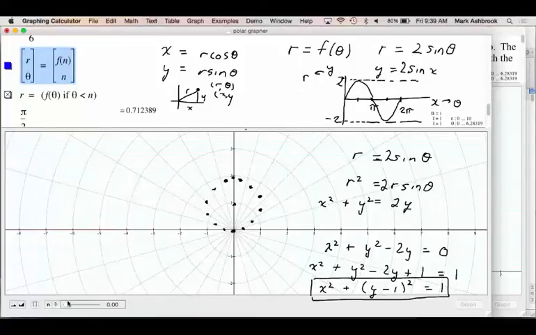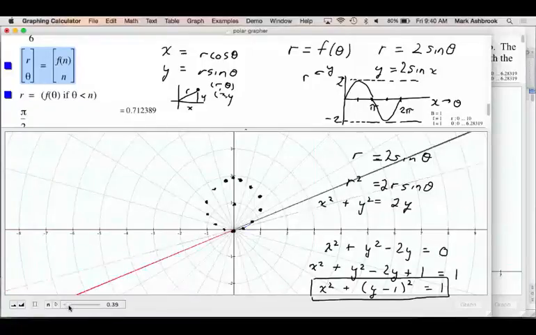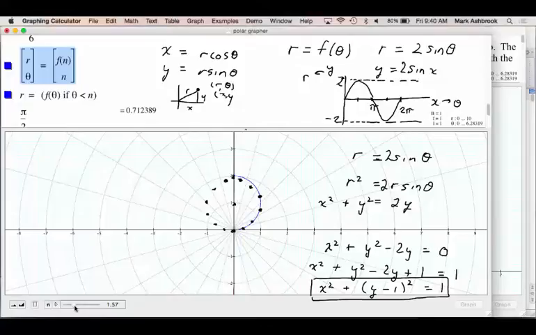Ready? So as theta goes from 0 to pi over 2, r goes from, so this is just showing the points. I need to show the curve. Here we go. As theta goes from 0 to pi over 2, see r increases up to 2. Let's see that again. As theta increases from 0 to pi over 2, r increases from 0 to 2, and that forms a semicircular arc.